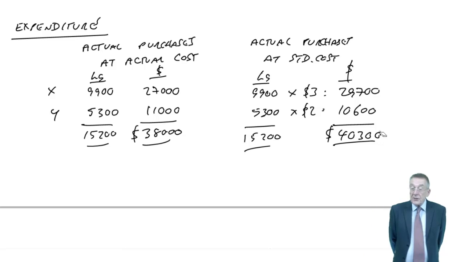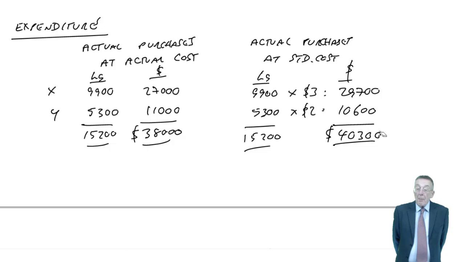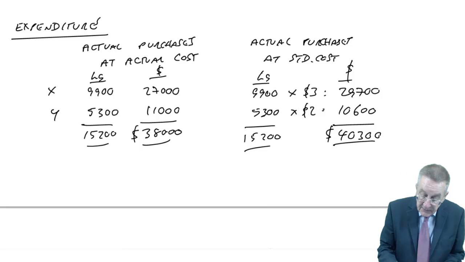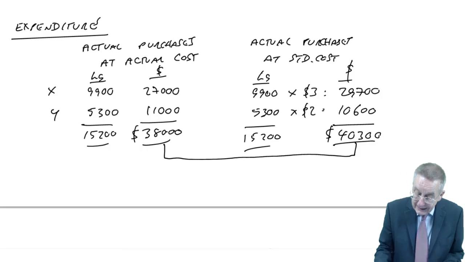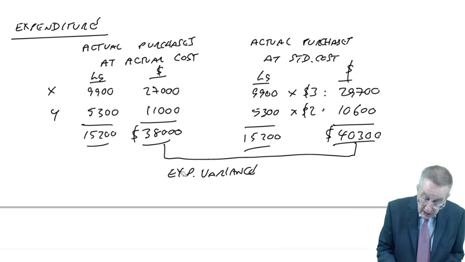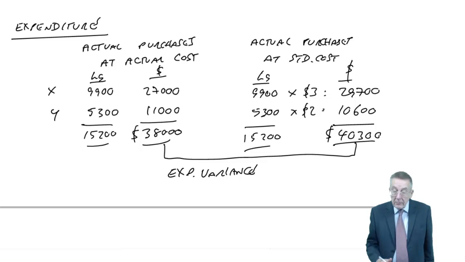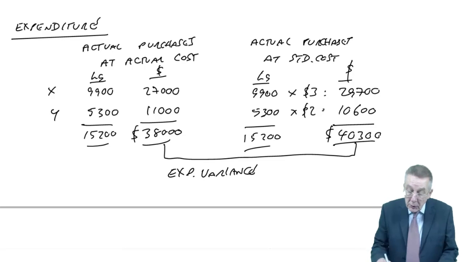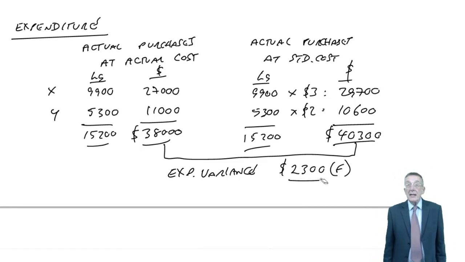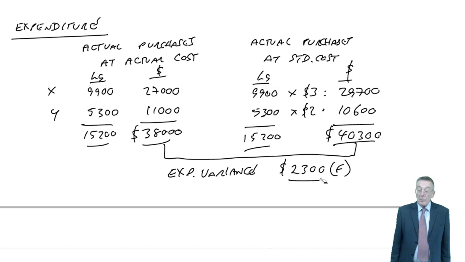So actual purchases, actual cost; actual purchases, standard cost. We should have paid 40,300. We only paid 38,000. Well, the difference there is our expenditure variance. And how much have we saved? We paid a bit less overall, 2,300. It's favourable. We paid less than we expected.